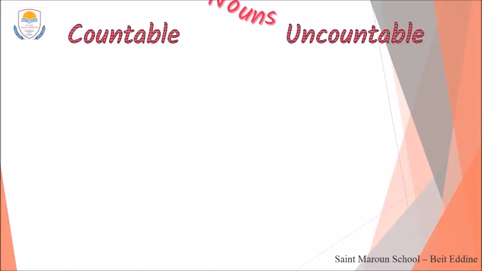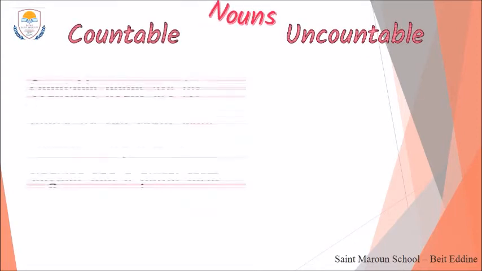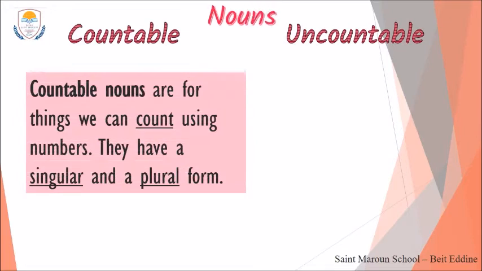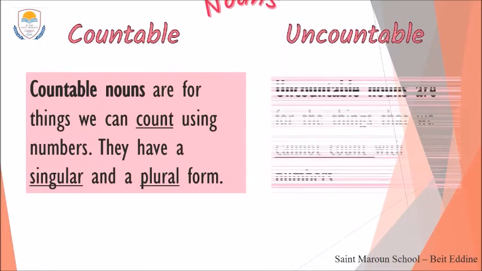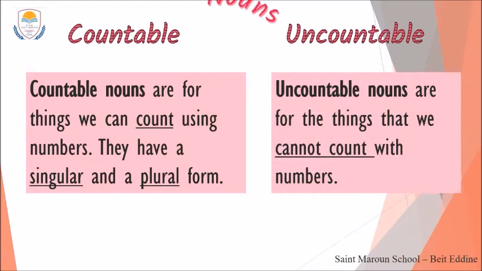Let's remember the kinds of nouns. I will talk about two kinds. I have first the countable nouns and I have the uncountable nouns. The countable nouns are for things that we can count using numbers. They have two forms. They have a singular form and a plural form. The uncountable nouns, I use them for things that we cannot count with numbers. They have only one form for the singular and for the plural.